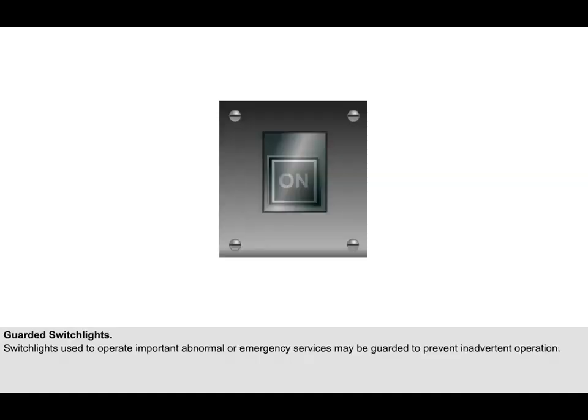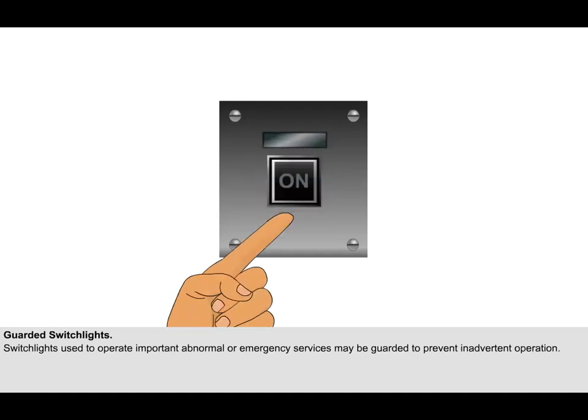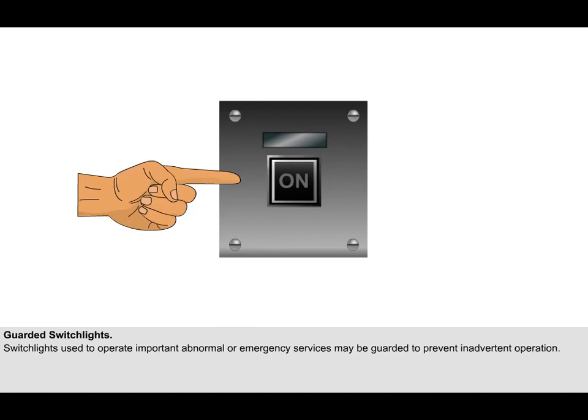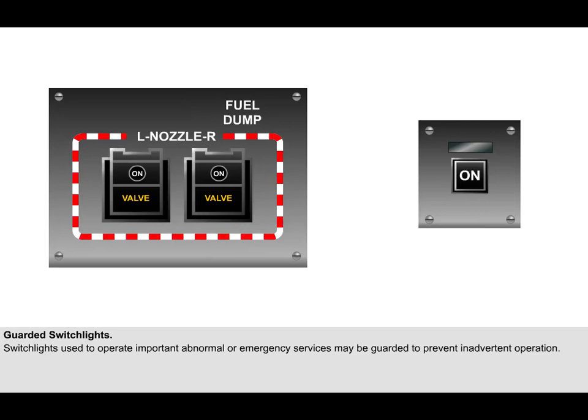Again, as with toggle switches, switch lights used to operate important abnormal or emergency services may be guarded to prevent inadvertent operation. In this case, the guard is a transparent perspex panel, which is hinged at the top and drops over the switch light. To operate the switch light, the guard is first raised, then the button can be pressed. The guarded switch lights shown here control the Boeing 767 aircraft's fuel dump system.